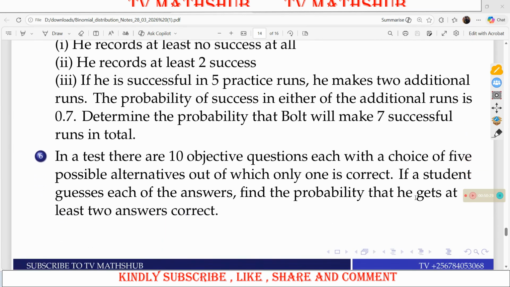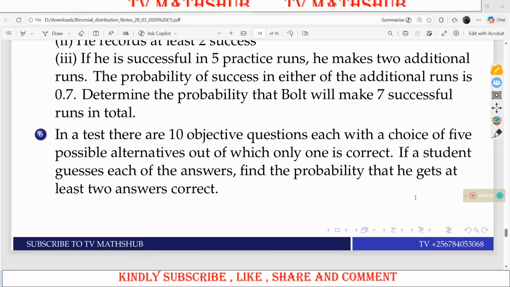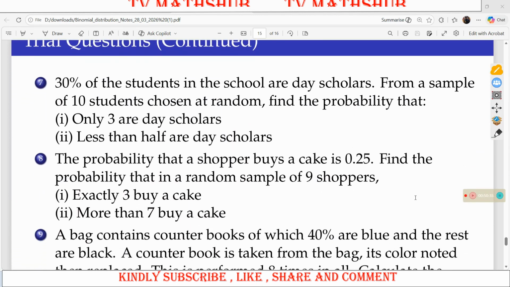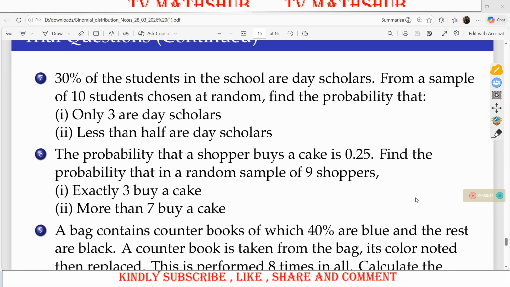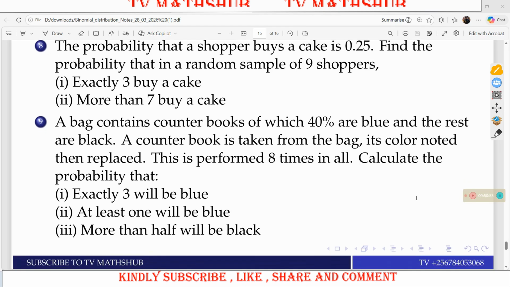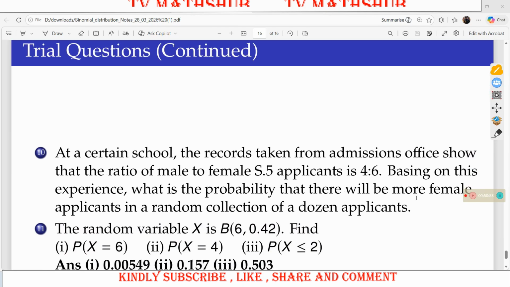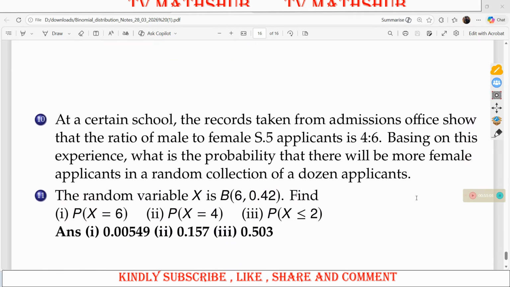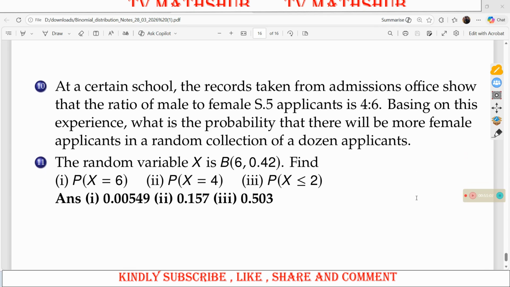Next we have questions 7 and 8. Make sure you pause the video and get these questions well. And we have question 9 as well. Next we have questions 10 and 11. Those are the questions that you will try out.